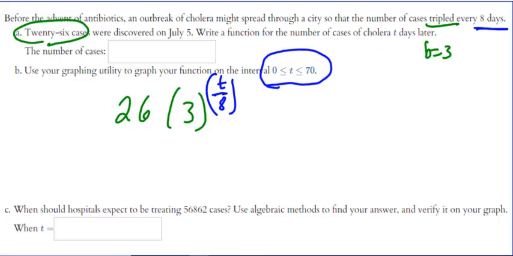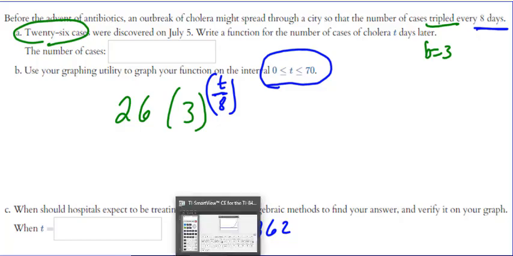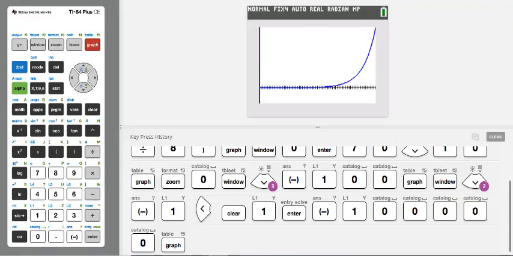Now let's go see what they said. When should hospitals expect to be treating 56,862 cases? So that's a T. Okay, so T equals 56,862. So all I have to do is this. I just need to evaluate it. So I don't even know why they want us to graph it other than to see it.